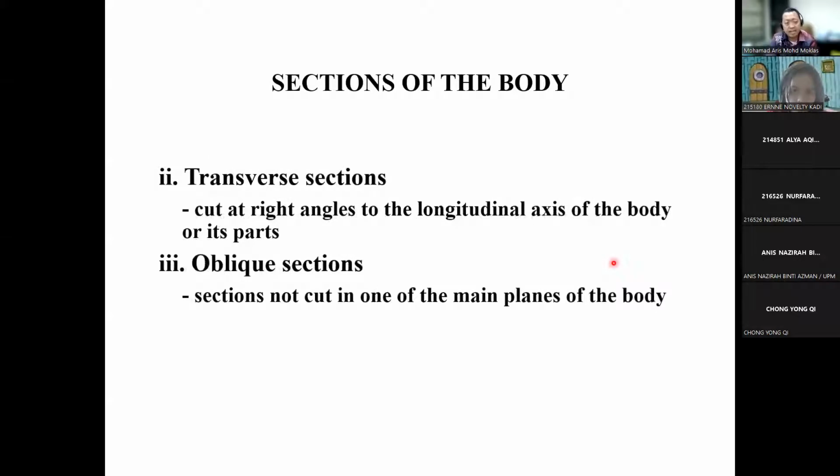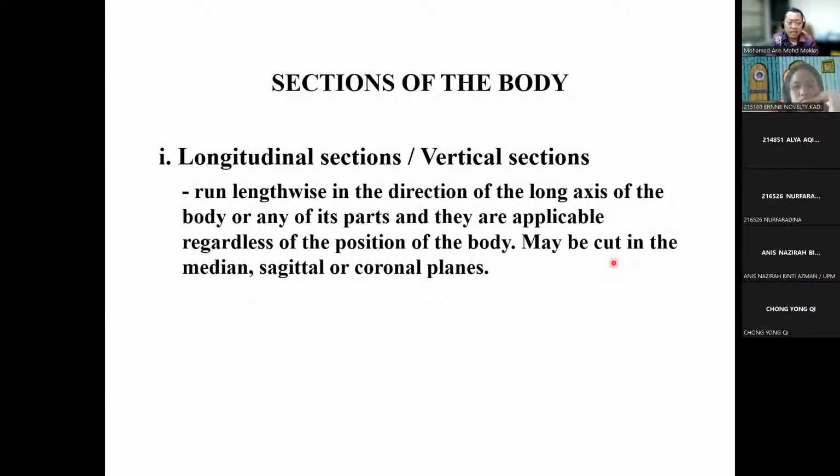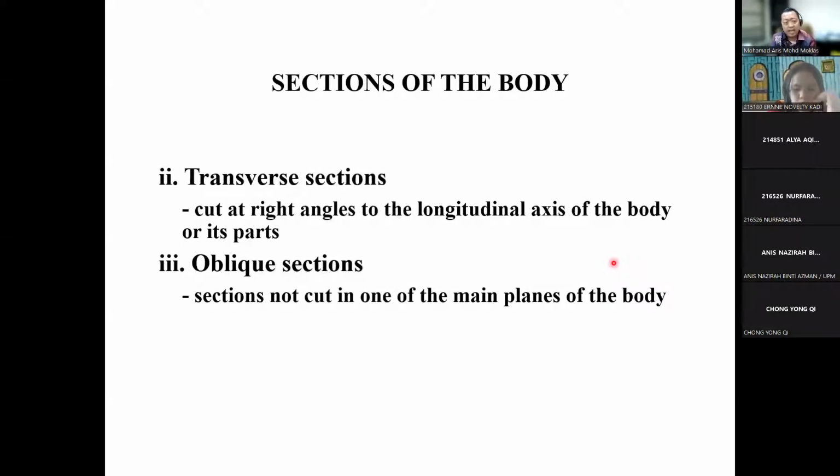The transverse section is a cut at right angles to the longitudinal axis of the body or its part. In bahasa, we call it potongan rentas. Whereas the longitudinal section is known as potongan memanjang. And then the third is oblique sections, which is any section not cut in one of the main planes of the body. In bahasa, we call it potongan sengit, or oblique section.